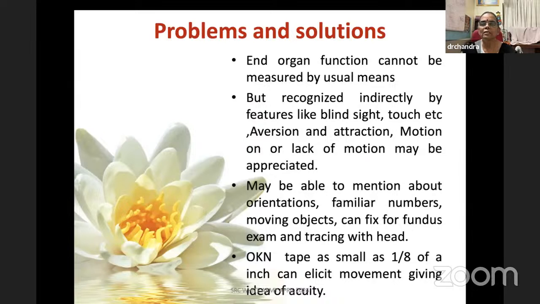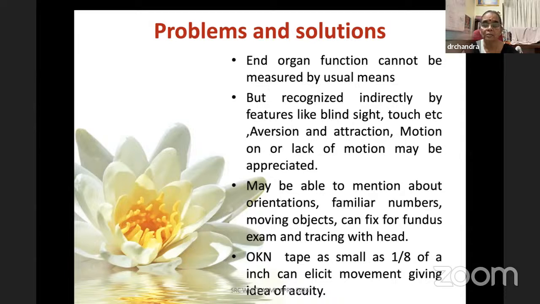But in this situation, when a person says, I am not seeing, how are you going to show that he has a normal visual apparatus? That is the toughest task. So end organ function cannot be measured by usual means. You cannot check it by looking at the visual reading charts, because he will say, I'm not seeing. But it can be recognized indirectly by features like blind sight.